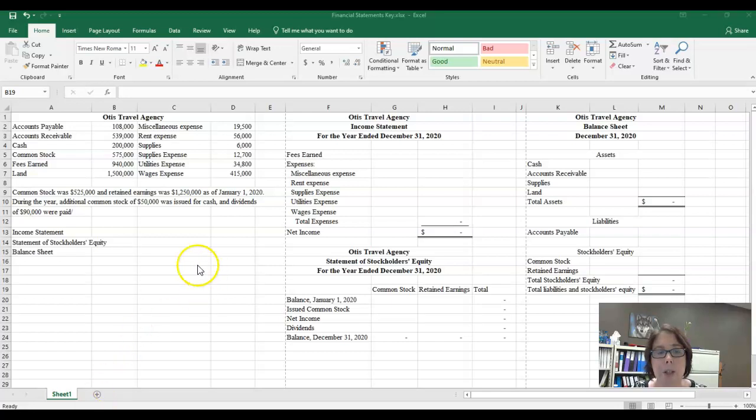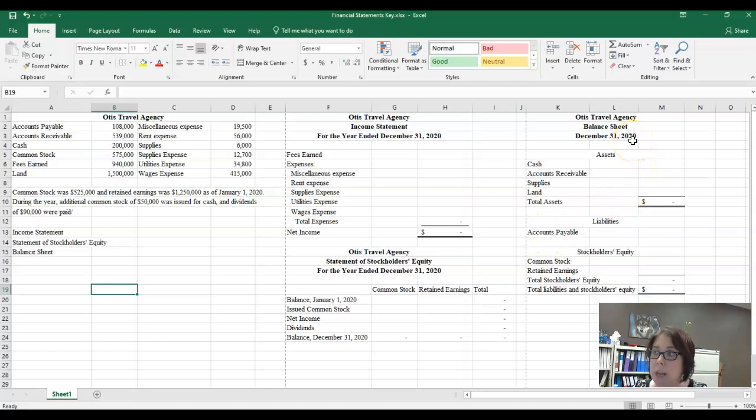Hello back. Okay, so what we're going to do here is in the accounting worksheet, we learned how to put accounts, transactions into the right accounts. After we get all of that done, what we have to do is we have to do financial reports. And the financial reports that we're going to be doing today are the income statement, a statement of stockholders' equity, and a balance sheet. Those three are the required ones.